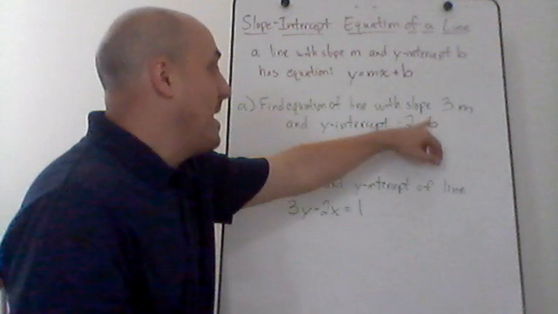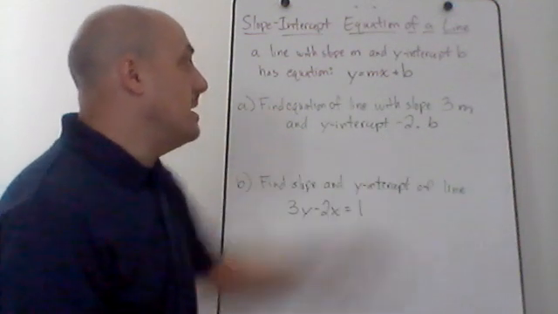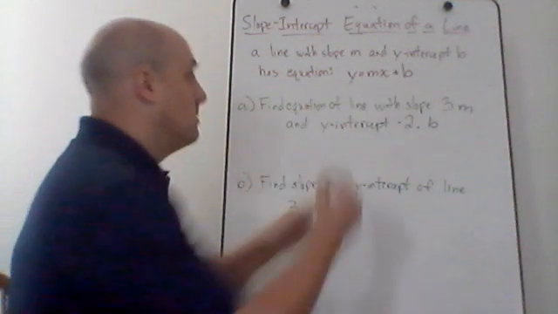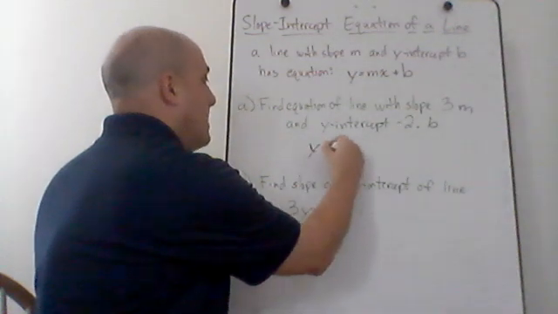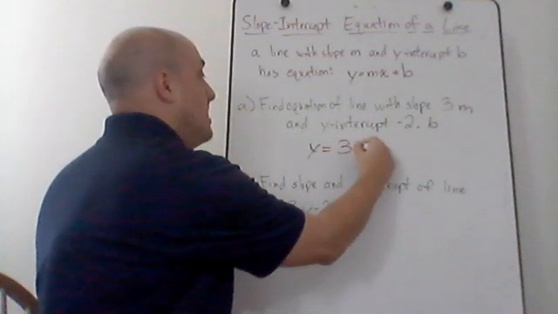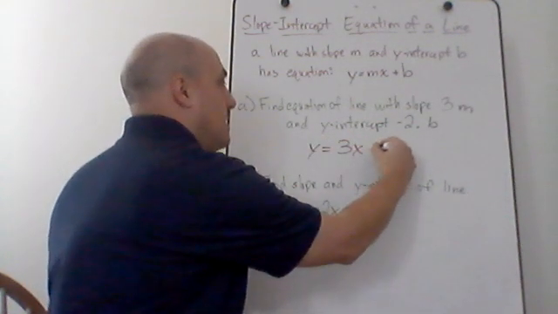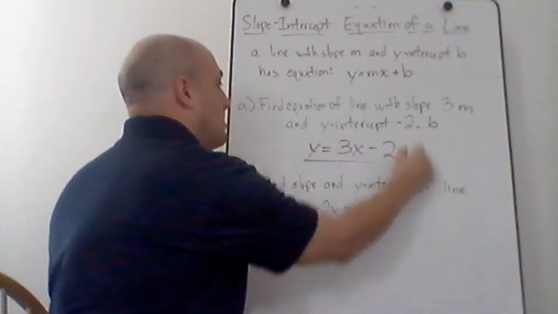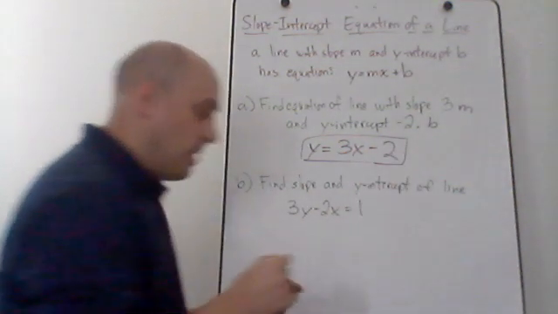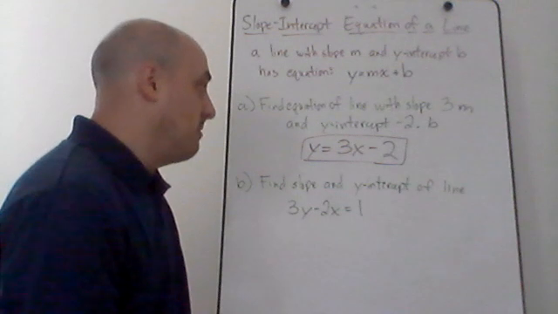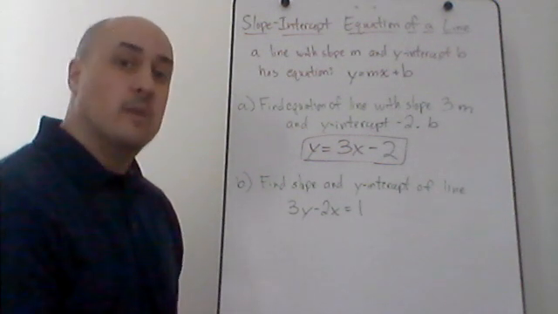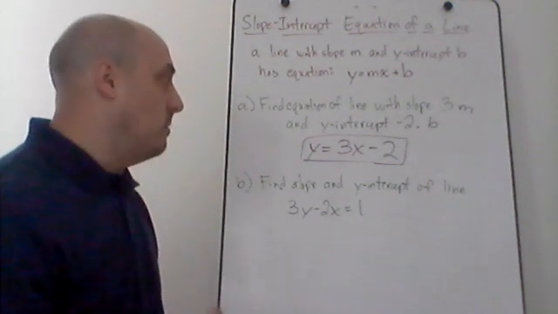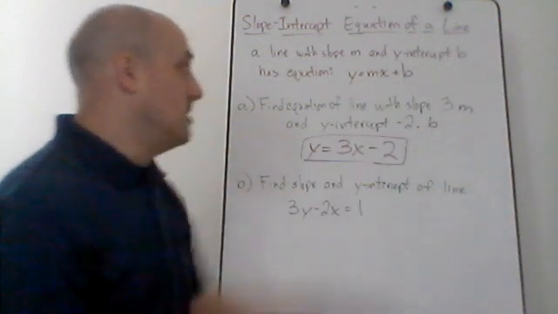So if my slope, my m, is 3, my y-intercept b is negative 2. Well, y equals mx plus b. So I just do y equals m, which is 3x, and then plus b is a negative 2. So y equals 3x minus 2, that's the equation of the line that has slope 3 and y-intercept negative 2. So if they give you the slope and the y-intercept, all you have to do is plug those numbers in for the m and the b.